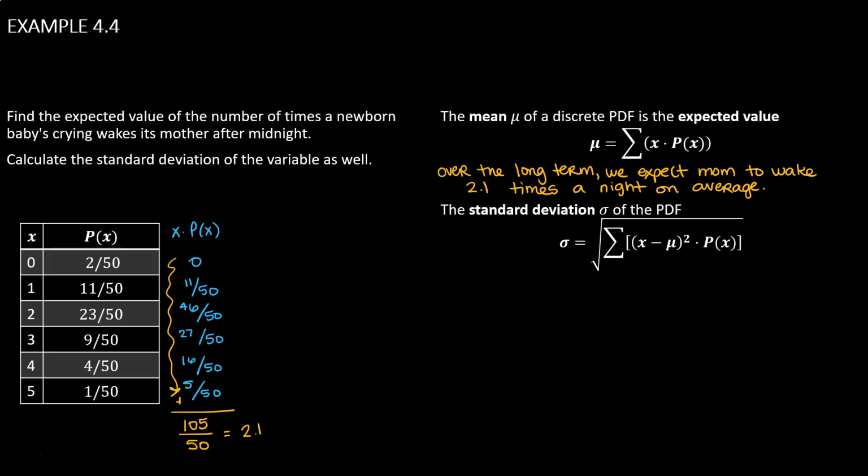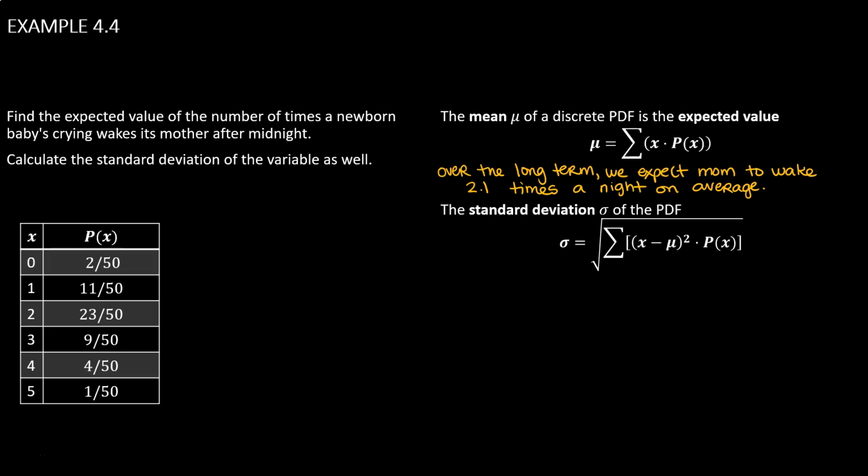Now 2.1 is not a discrete number, and it feels weird to use 2.1 to represent the average value of our possible variable values. It's not possible for a mom to wake up 2.1 times a night, but this is an average. So over the long term, this is the average, more than 2, but not quite 3 times a night. Now let's calculate the standard deviation.